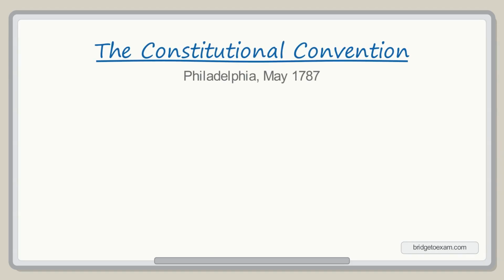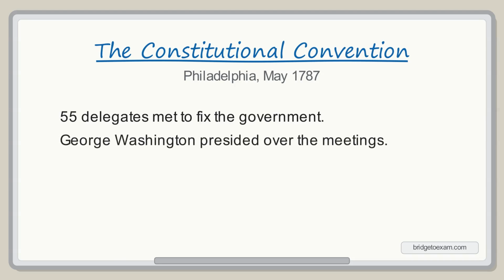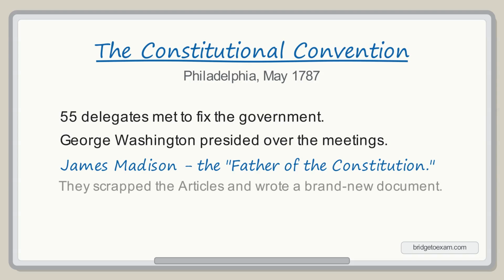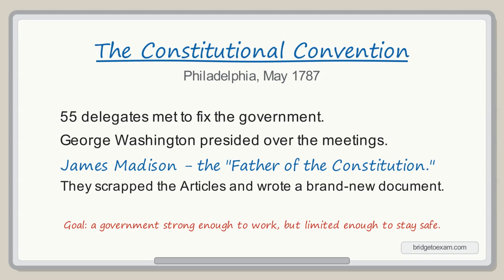The government was too weak to pay its debts or keep order, and leaders agreed it was time for a change. So, in May of 1787, 55 delegates gathered in Philadelphia for what we now call the Constitutional Convention. George Washington presided, which gave the meeting huge credibility. And James Madison took such detailed notes and proposed so many key ideas that we call him the father of the Constitution. Their boldest move? They decided not to patch up the articles at all. They scrapped them and wrote a completely new document, aiming for a government strong enough to work, but limited enough to stay safe.